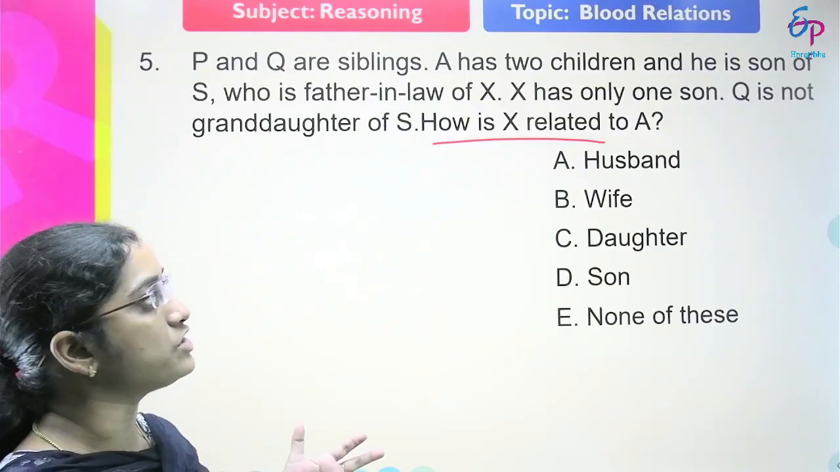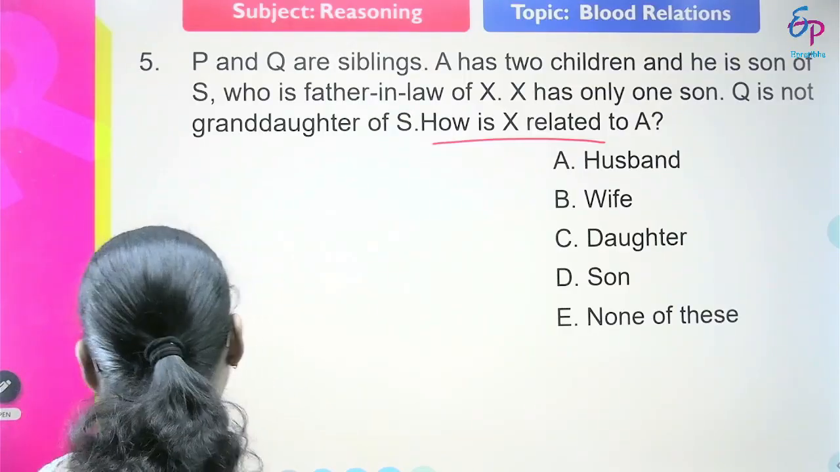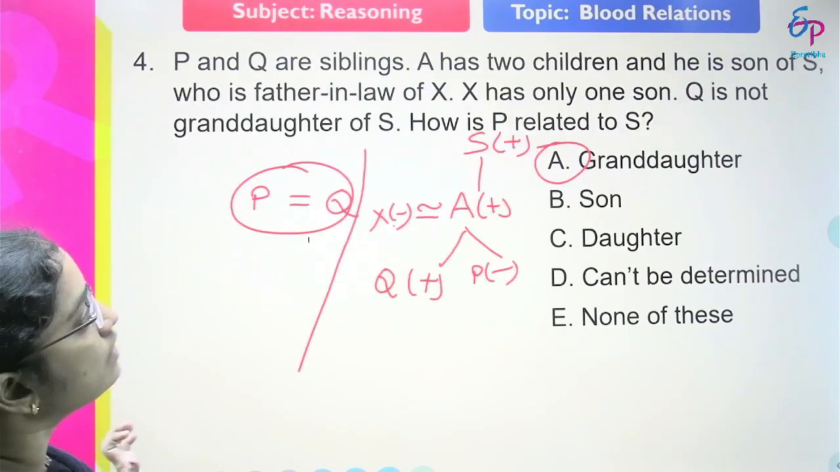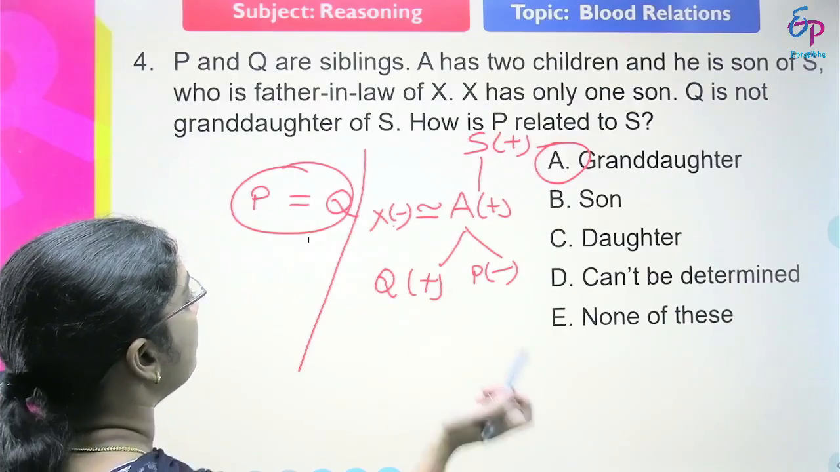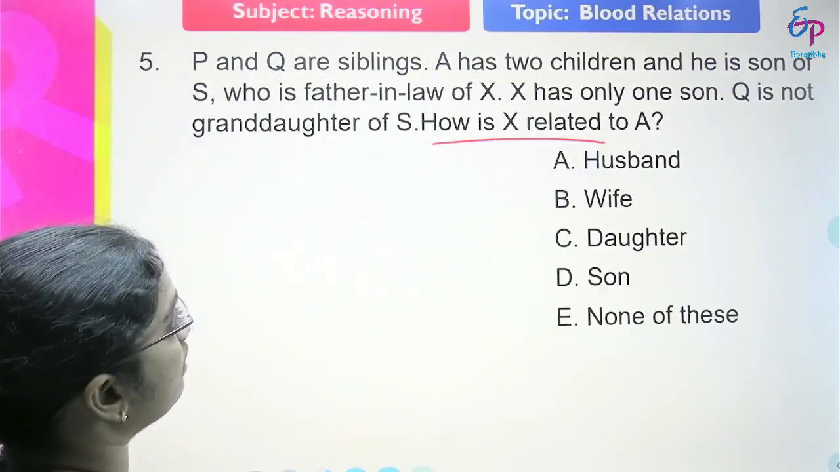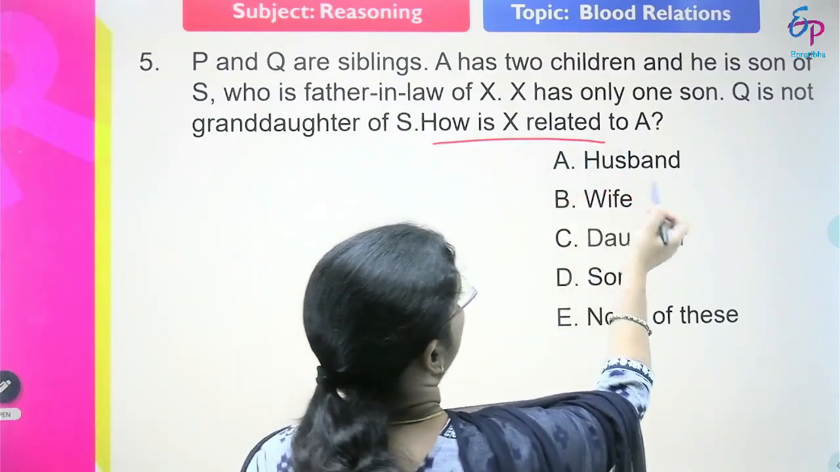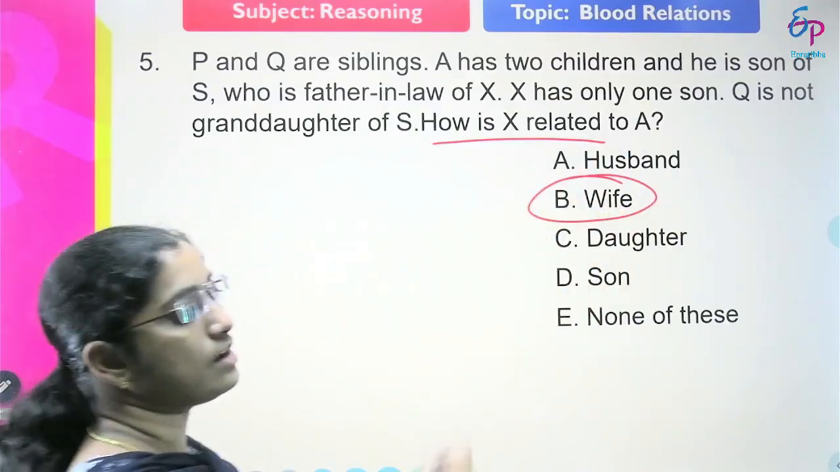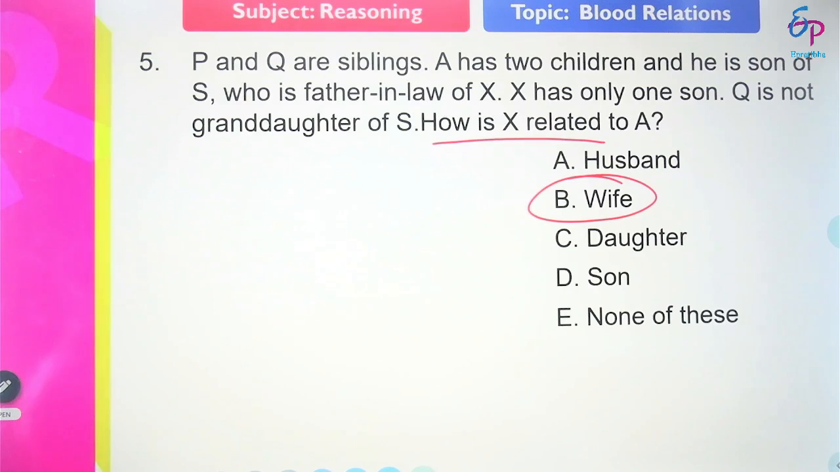But here the question is different, that is how is X related to A? So how is X related to A? So X is a wife of A, right? That is our question. Okay, X is a wife of A, friends. Okay, that is the answer. X is wife of A. Okay, then move to next question.